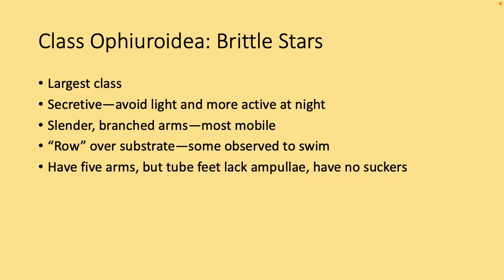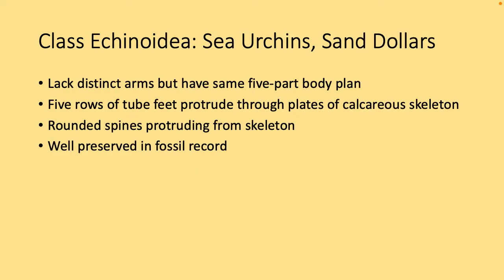Okay, and then the other class, because I'm not going to cover all of them, I'm just going to go through 3 of them. Echinoidea, sea urchins and sand dollars. No arms, but they are pentaradial when you take a look at them from the top. 5 rows of tube feet. They have a calcareous skeleton, spines that protrude out. And again, they are also well preserved in the fossil record.